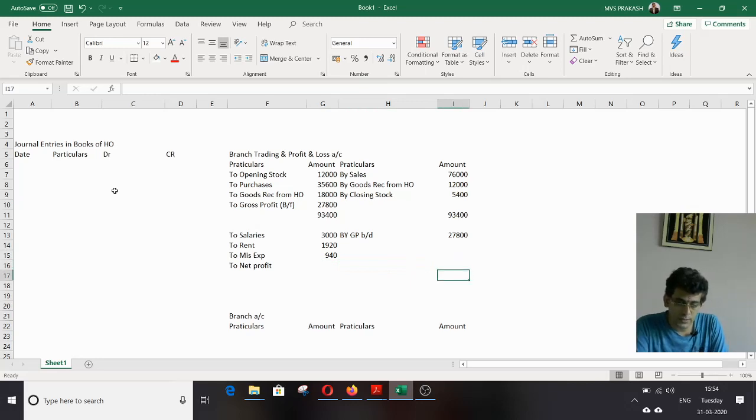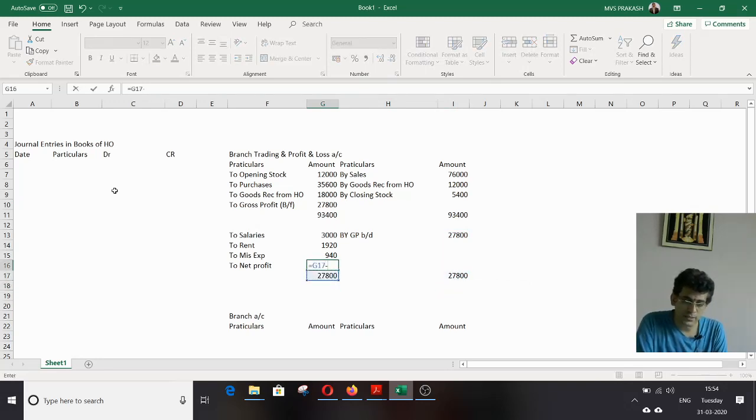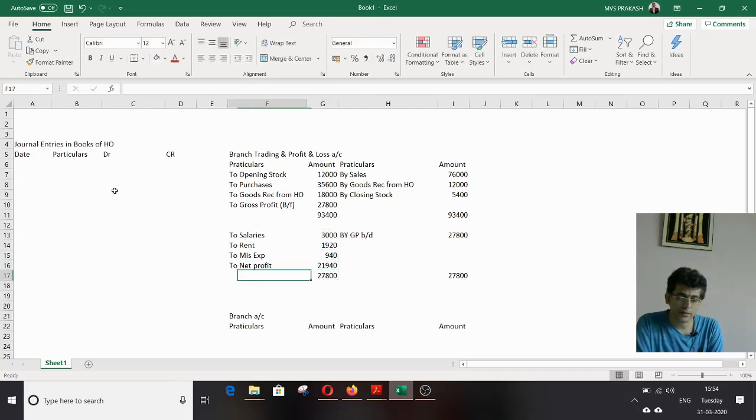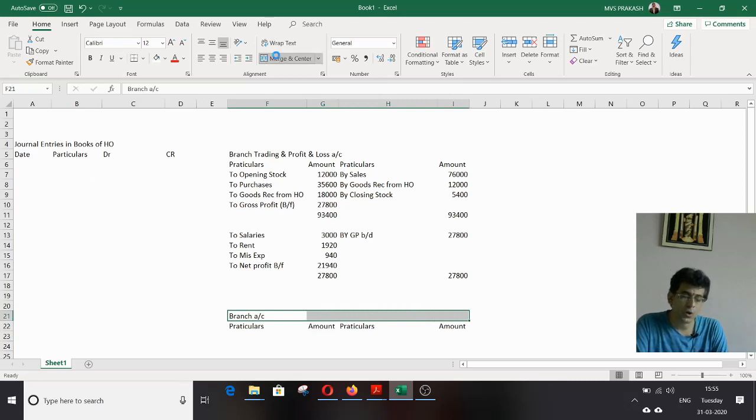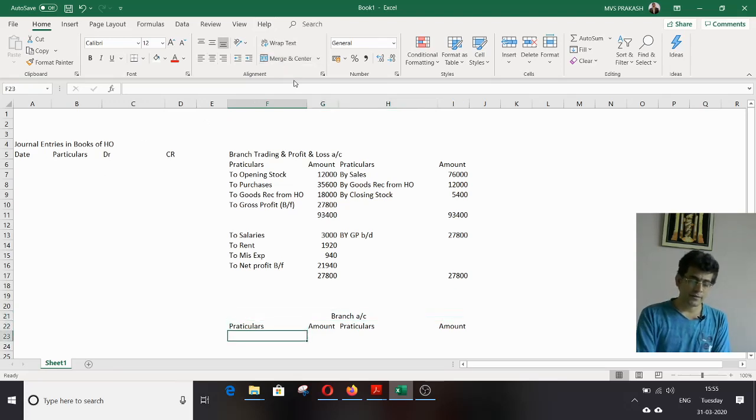So let us do the totals here. The total of my profit and loss account is going to be 27,800. So what is my balancing figure? 27,800 minus my expenses is going to be my net profit. So my net profit is what? 21,940 is going to be my net profit. So one thing we have done. Now what is asked? Branch account in the books of head office. In the branch account in the books of head office, you are having a debit balance, to balance brought down amounting to, okay, we'll come to this at a later stage.